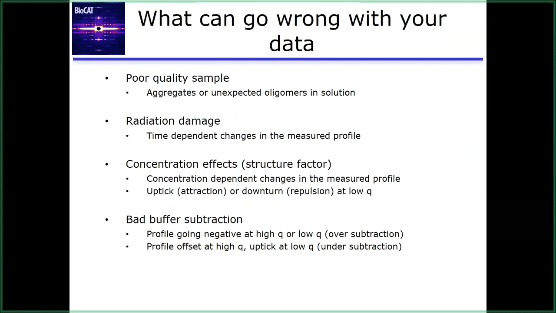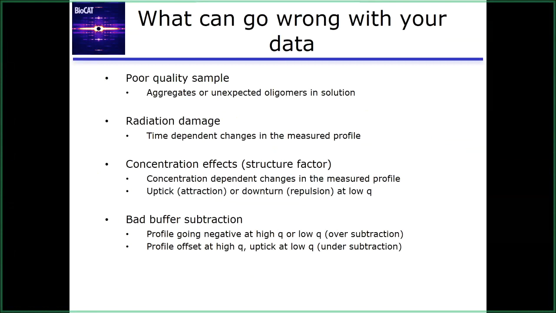And radiation damage will manifest as unexpected time-dependent changes in your measured scattering profile. There are cases where you go in looking for time-dependent changes, and that's a different story. We'll talk about that this afternoon. But if you're expecting a static system and you see time-dependent changes in the profile, that's almost certainly radiation damage. And that usually manifests as aggregation. So again, it circles back to this point. You get aggregates, and that's going to mess up what you can measure about the sample and solution.